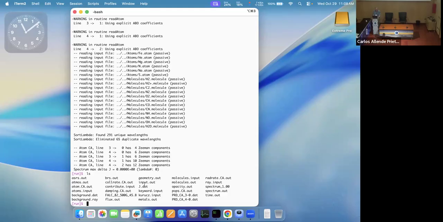So all these files now, the .out and the .dat files, can be read with the IDL and Python routines.